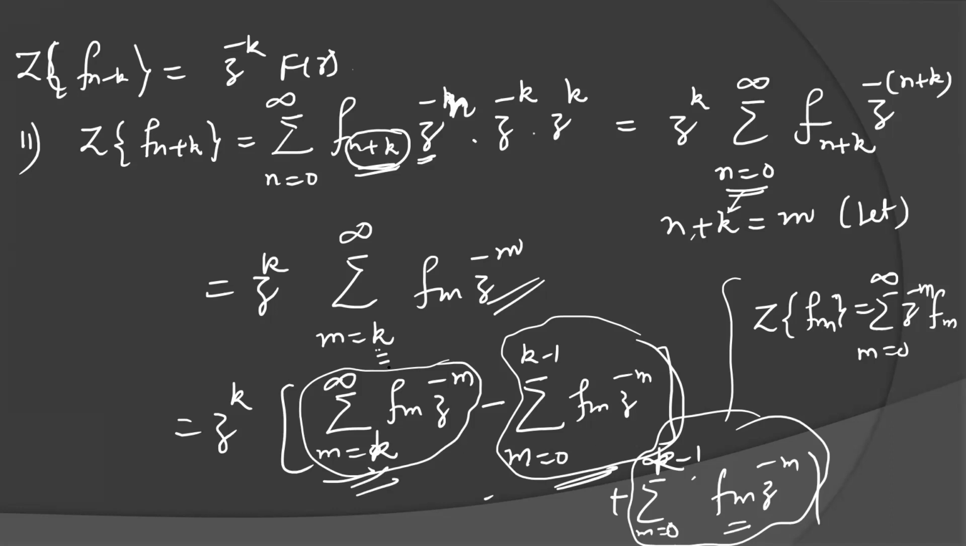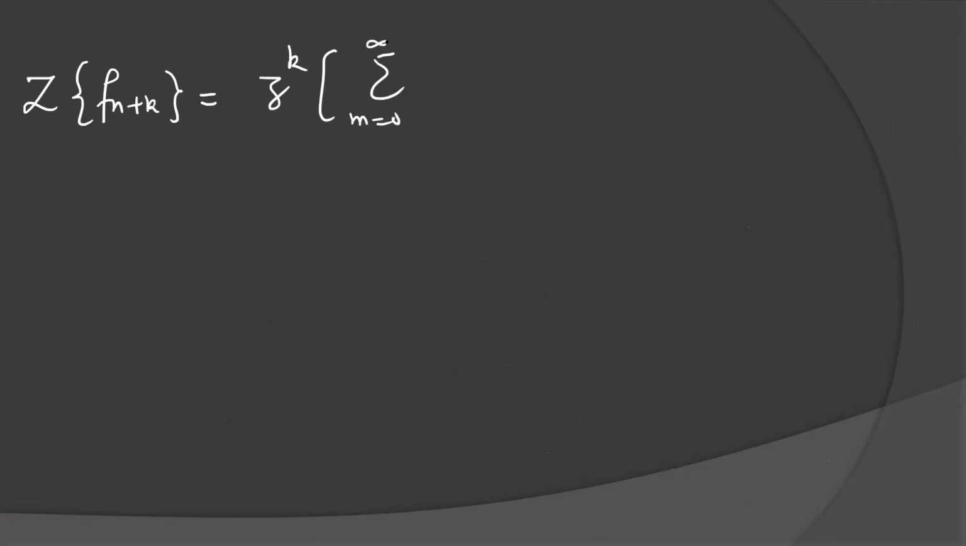So if you add these two terms, your function will look like this: the z transformation of f(n plus k) is equal to z to the power k sigma m equal to 0 to infinity f(m) z to the power minus m, minus sigma m equal to 0 to k minus 1 f(m) z to the power minus m. Remember, this is 0 to k minus 1.